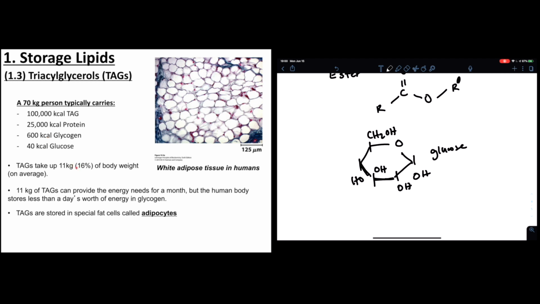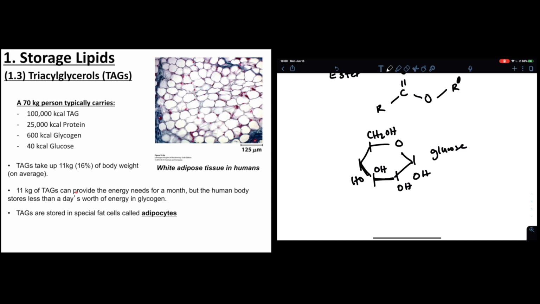Now, TAGs take up about 16% of body weight on average. So that's pretty significant, although, again, this varies depending on the person. If you're a long distance runner, this number is going to be a lot smaller. 11 kilograms of TAGs can provide the energy needed for about a month. But the human body only stores about a day's worth of energy in glycogen. So that makes sense, right?